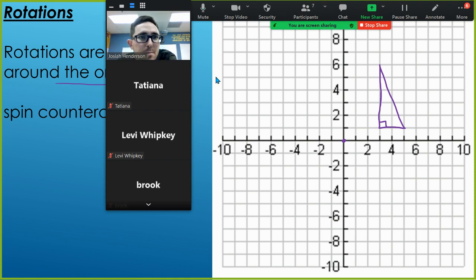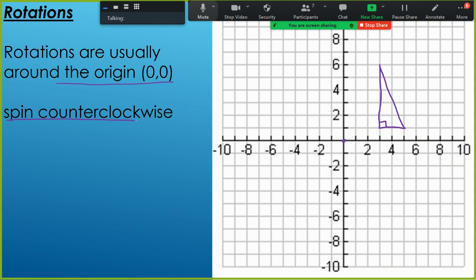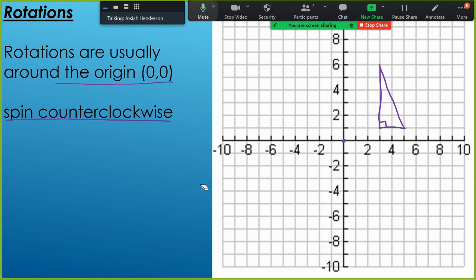So we usually spin counterclockwise. And just so we're clear, if you're watching a clock, clockwise goes, how do I describe that? Clockwise goes to the right, I suppose, on the top, but counterclockwise goes the opposite way. So in math, we go the opposite way of a clock. Let me write that down.